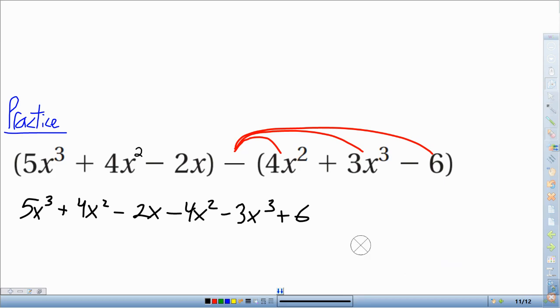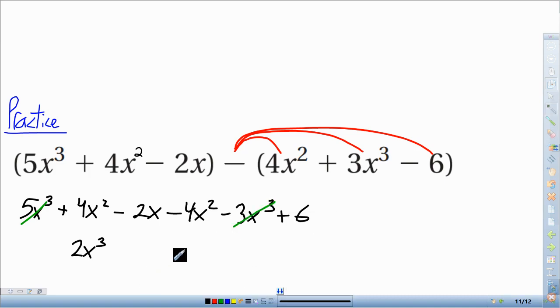All right, now let's go ahead and combine any like terms we might have. Biggest exponent I have is a 3, and it looks like I have 2 x cubes. Two terms that have an x cubed, so I can go ahead and combine those. So a 5x cubed minus 3x cubed gives me a 2x cubed. Okay, cross them out.